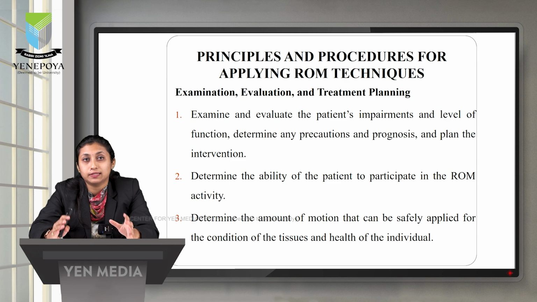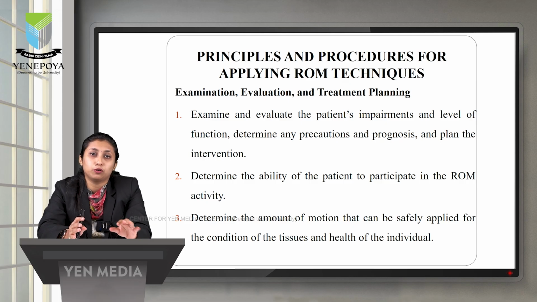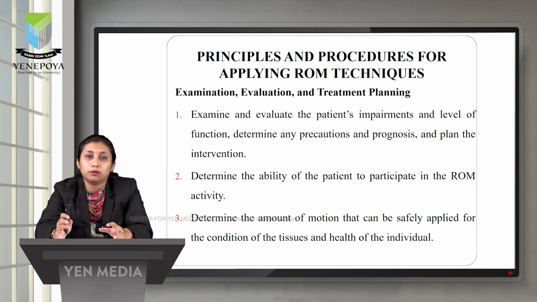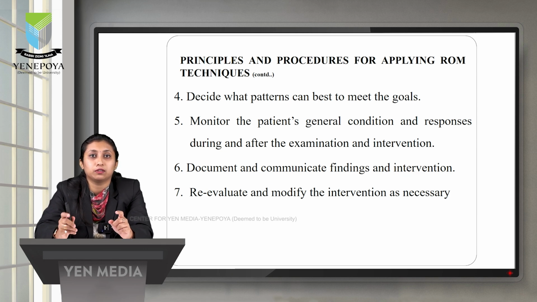Now you have to first determine the ability of the patient to participate in the range of motion activity. That is, is the patient able enough to follow or do the exercise which you are prescribing. You have to know the level of functional dependency or independency, and determine the amount of motion that can be safely applied to the patient, that is, not blocking or hampering the process of healing. Then decide what patterns can best meet the goals. That is, if you are giving a particular kind of range of motion exercise, determine what pattern will improve the condition and meet the goal you have for your patient.